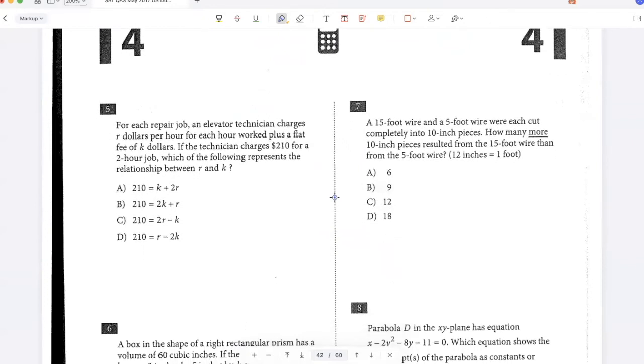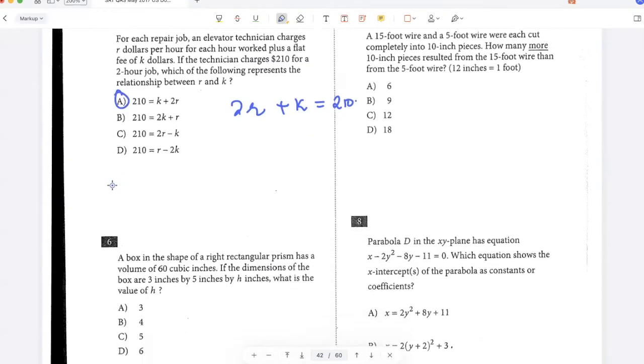For each repair job, an elevator technician charges R dollars per hour for each hour worked plus a flat fee of K dollars. If the technician charges $210 for a 2-hour job, which of the following represents the relationship between R and K? Okay, so R dollars per hour. So for 2 hours, it will be 2R plus the flat fee of K. That total is 210. So 210 is K plus 2R, option A.